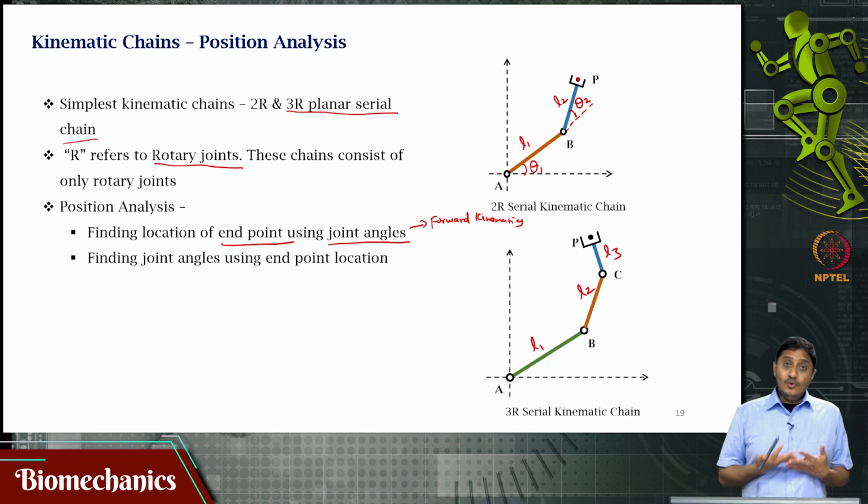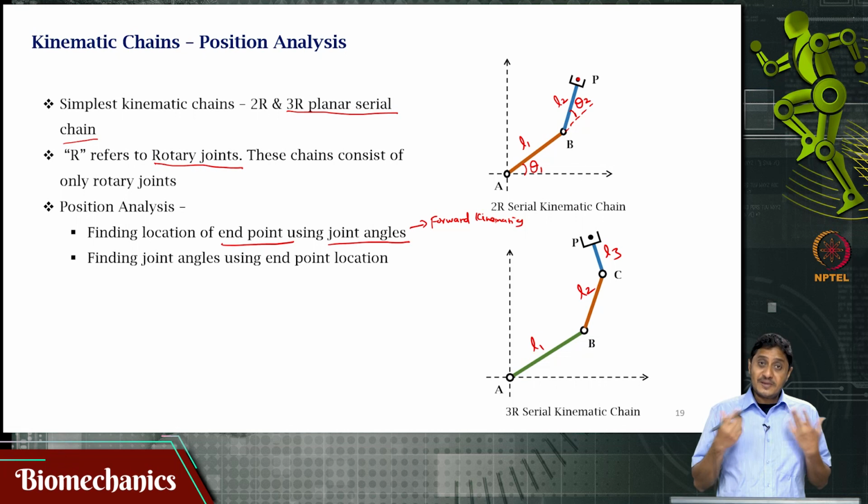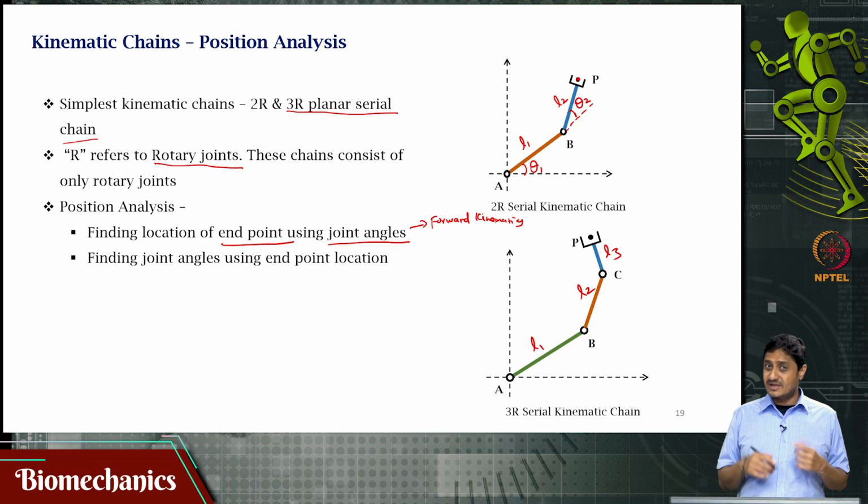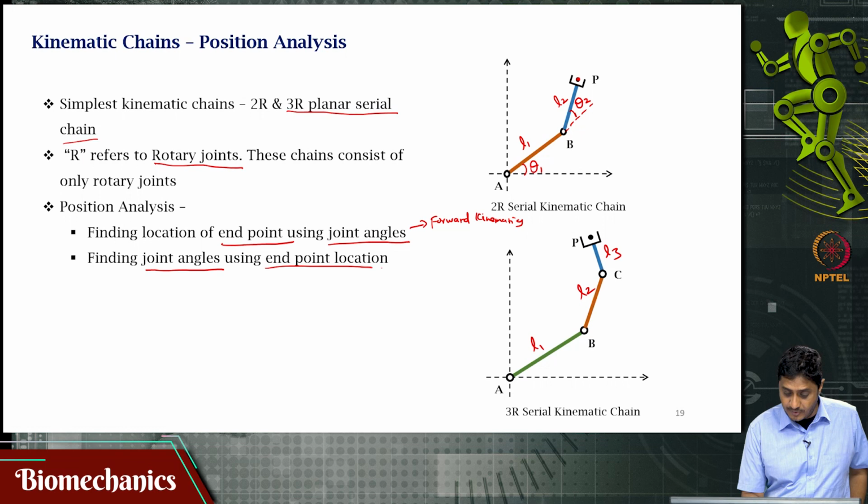Let us say I know the link lengths and I know the end point coordinate, where P is something that I know. I also know the link lengths L1 and L2. Can you tell me the joint angles theta 1 and theta 2 is the other question. This is for the simple case of the two link chain. When the number of links increase, this becomes complicated, as we will see in future videos. Now, if I need to find the joint angles using end point, this is called inverse kinematics. I know the end point and I want to know the joint angles.